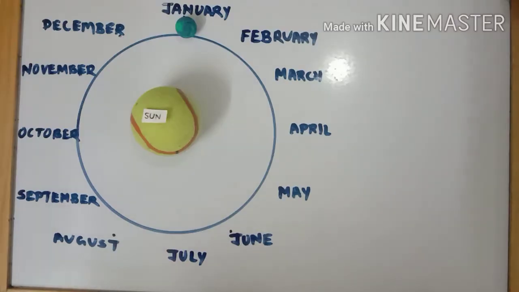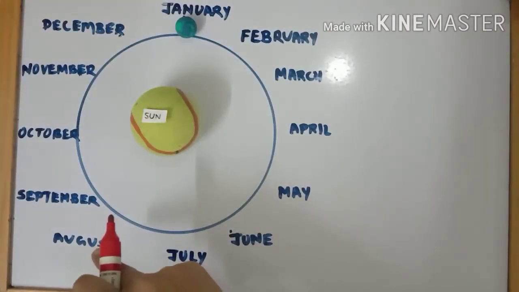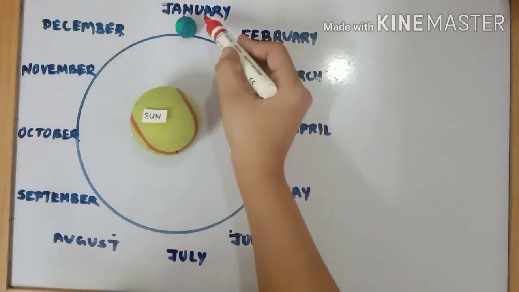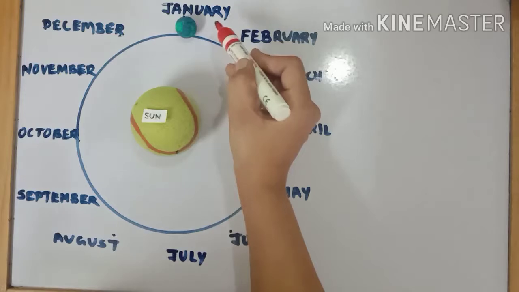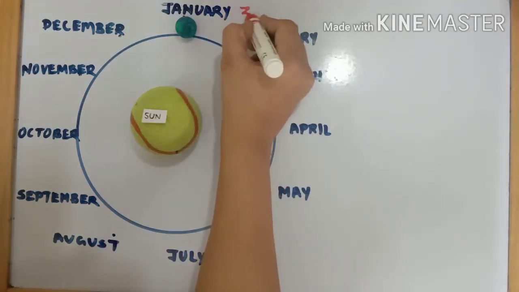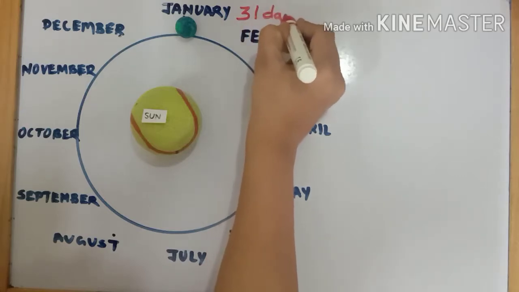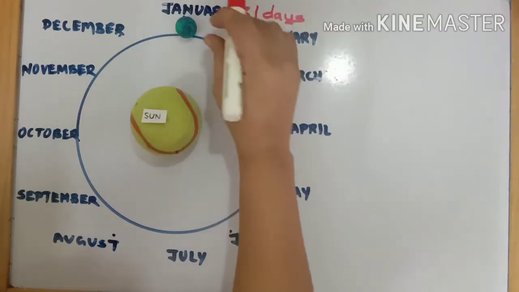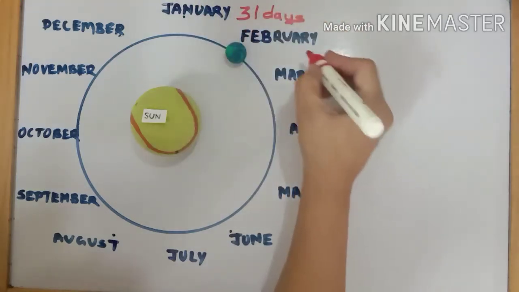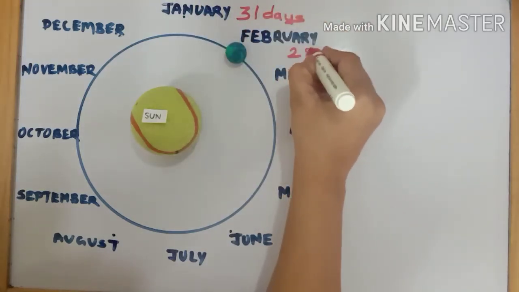A year. Students, let's calculate the number of days the Earth takes to complete one revolution around the Sun. Now, let's see here. There is the month of January. When the Earth is here, it takes 31 days. Then when the Earth moves towards February, it takes 28 days.